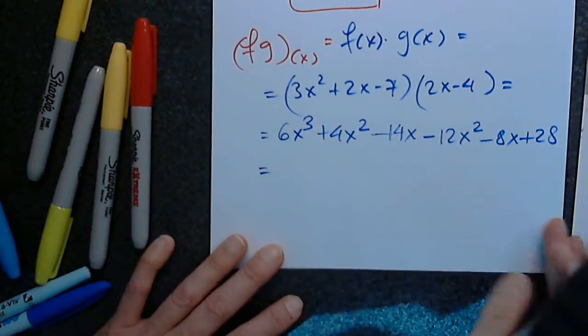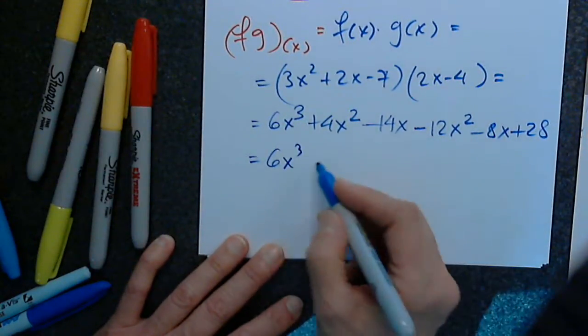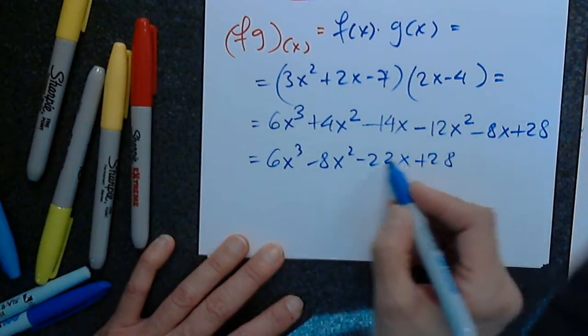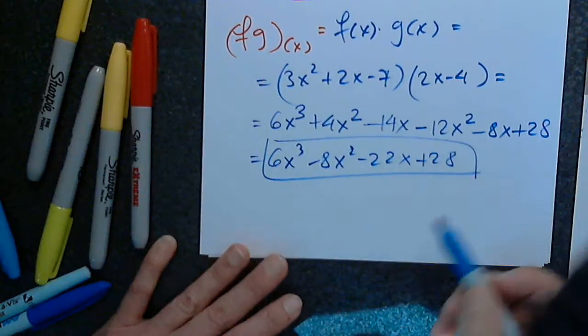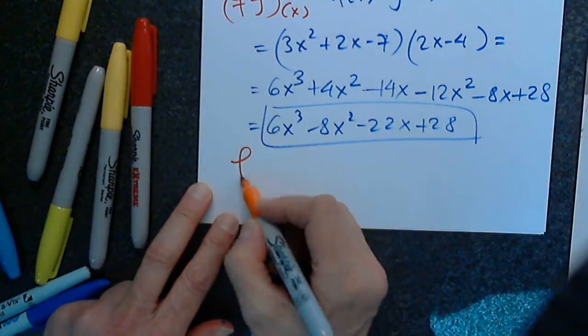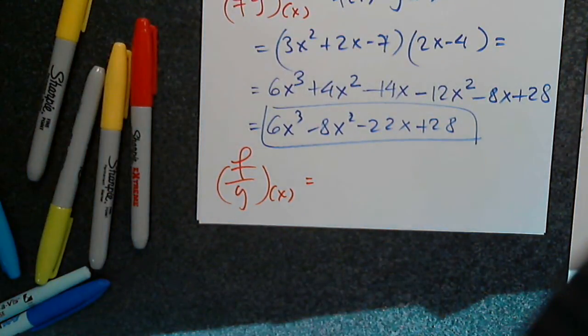I will try to combine like terms and see if I can. Yes, I can. 6x cubed minus 8x squared minus 22x and plus 28. What does this represent? It's a new function, totally new function, that represents the product that was obtained by creating the product of those two. Final function here is f over g of x. It's the ratio.